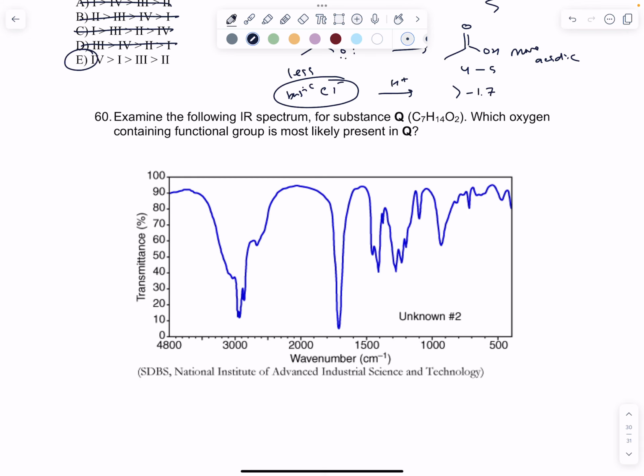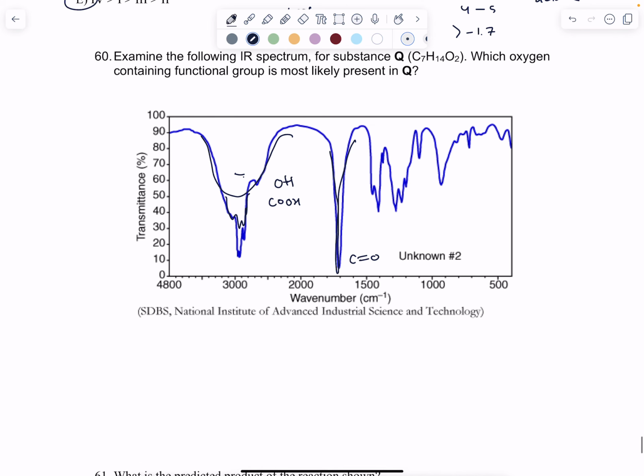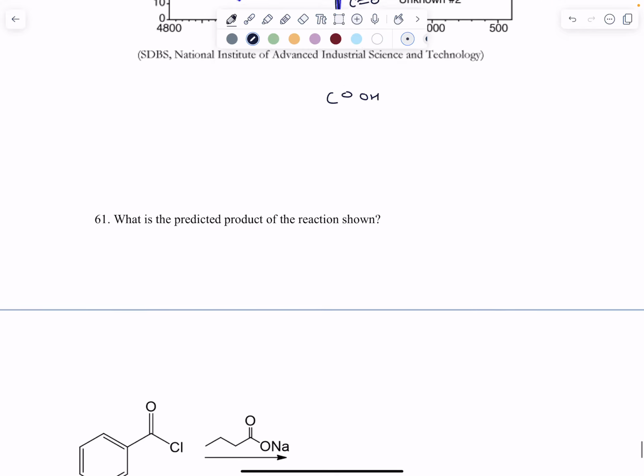Okay, examine the following IR spectrum. Which oxygen-containing functional group is most likely present? Well, 2 big things stick out at me. This is a carbonyl, no question. And this big broad thing makes me think of an alcohol, but often when the carbon stretching is within that super broad thing, that's because it's from a carboxylic acid. So I think this is a carboxylic acid based on that unique structure.